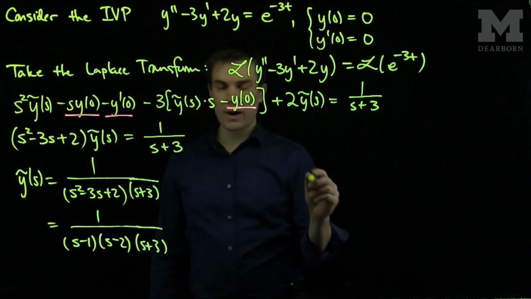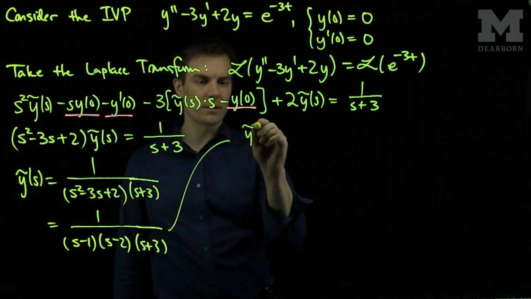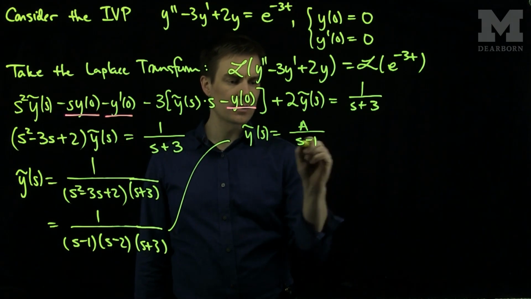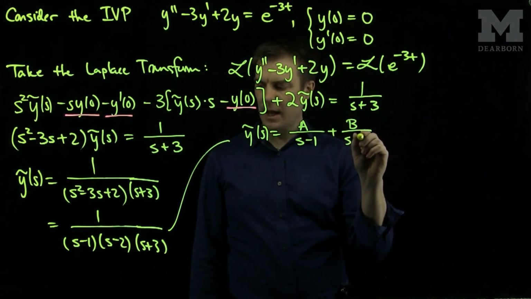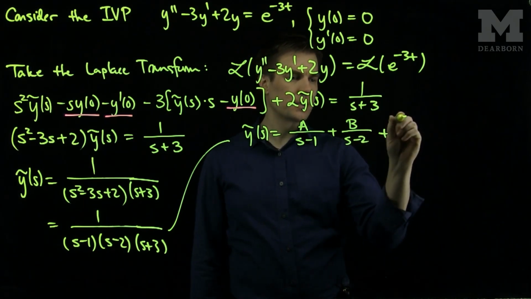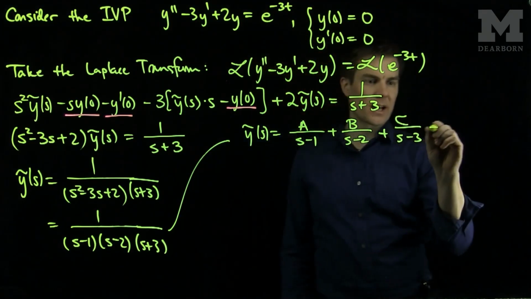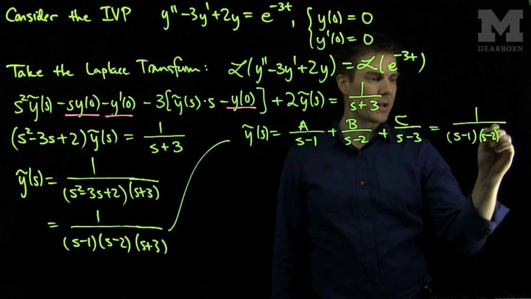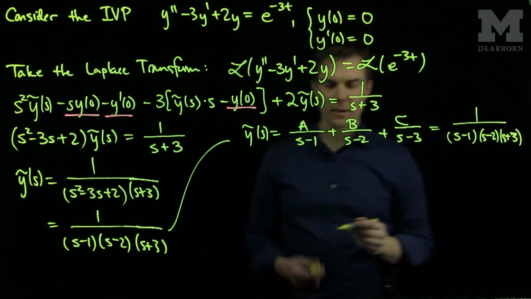Now we can use partial fractions. We can write our Laplace transform, y tilde of s, as a over s minus 1 plus b over s minus 2 plus c over s minus 3. And we know this has to be equal to 1 over s minus 1, s minus 2, s plus 3.